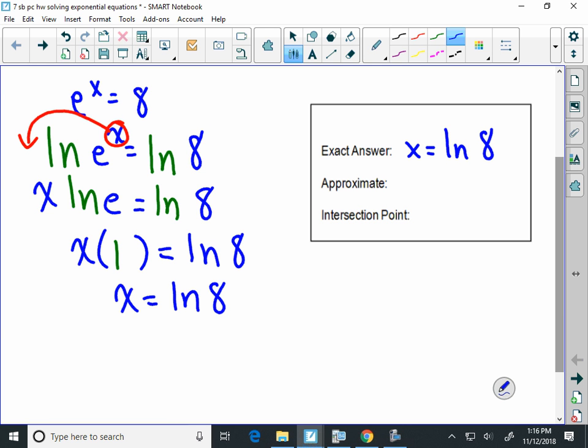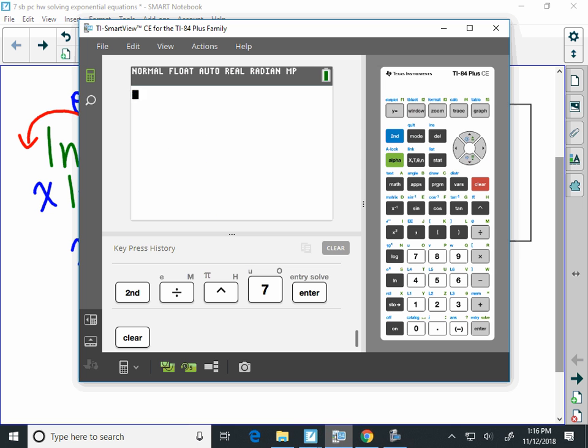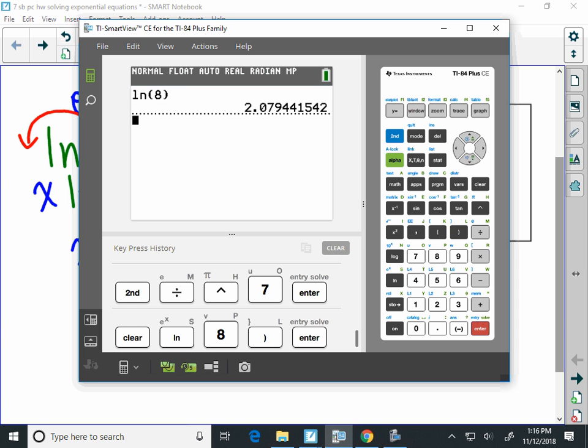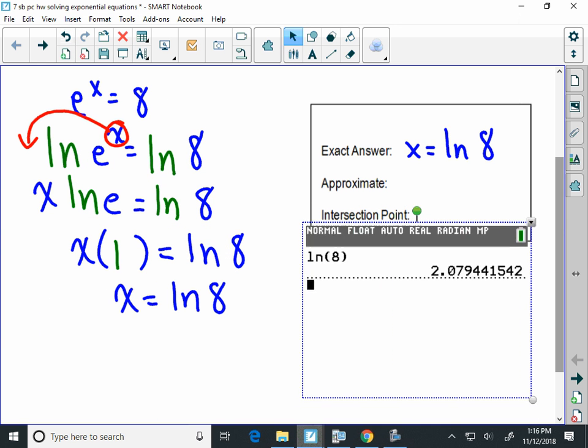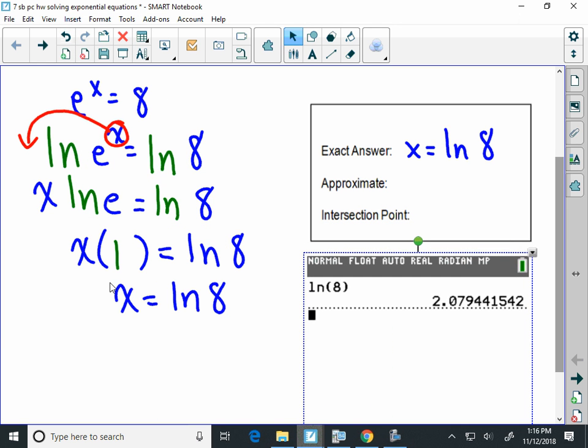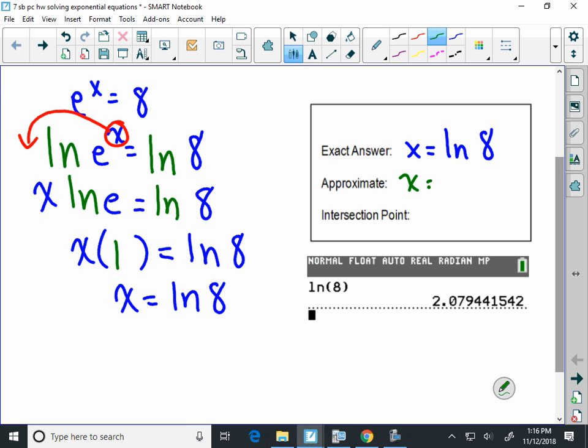The approximate answer, well, that's when we take out our calculators. We're going to type that in: natural log of 8 gives us that value, rounded to the nearest 10,000ths. Well, that's going to be x equals 2.0794. Remember, we're looking at that second 4, and because the digit after it is less than 5, this first 4 remains the same.